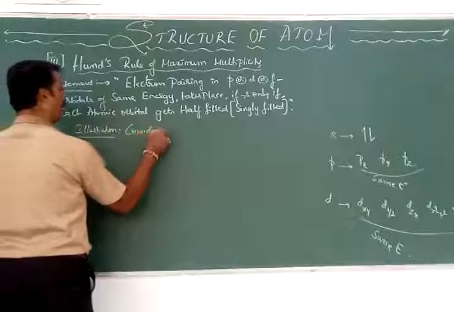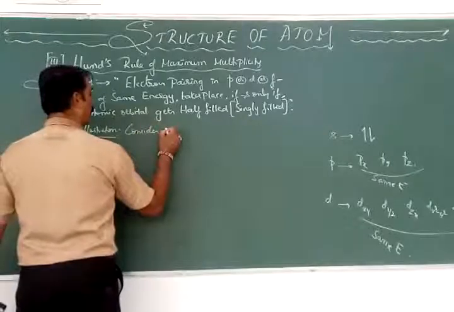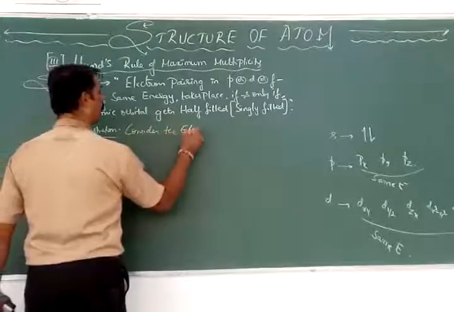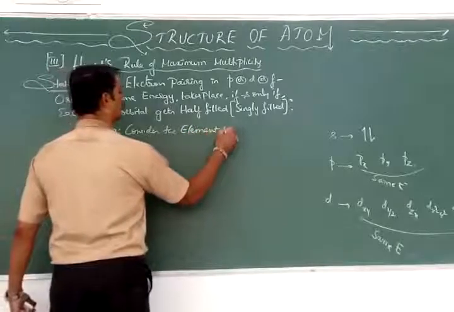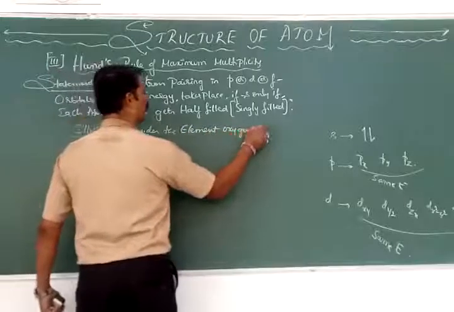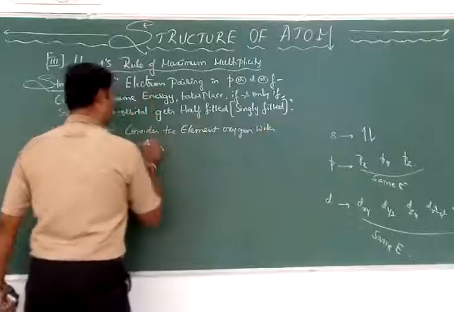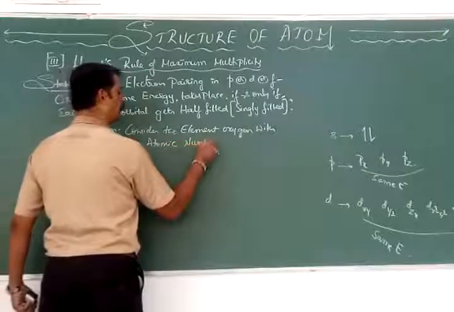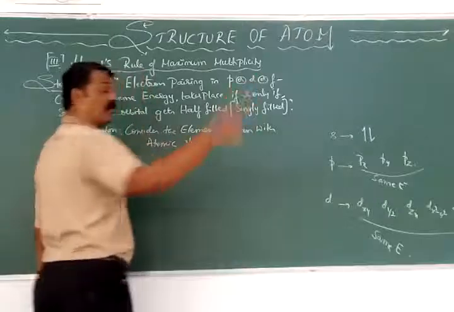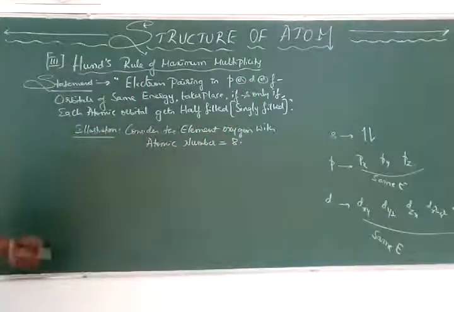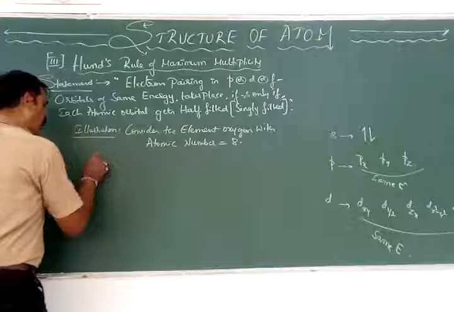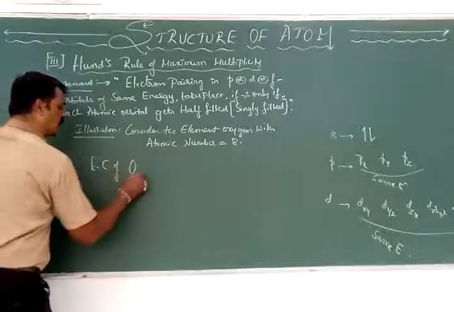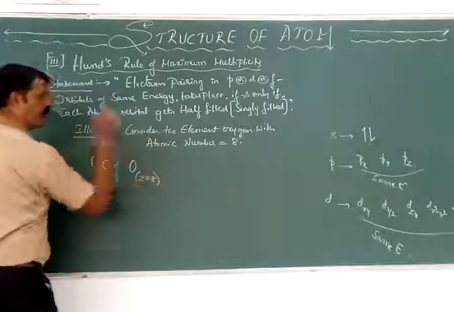Consider the element oxygen with atomic number equal to 8. What is the atomic number of this one? It is 8. What is the electronic configuration of O? Z is equal to 8.